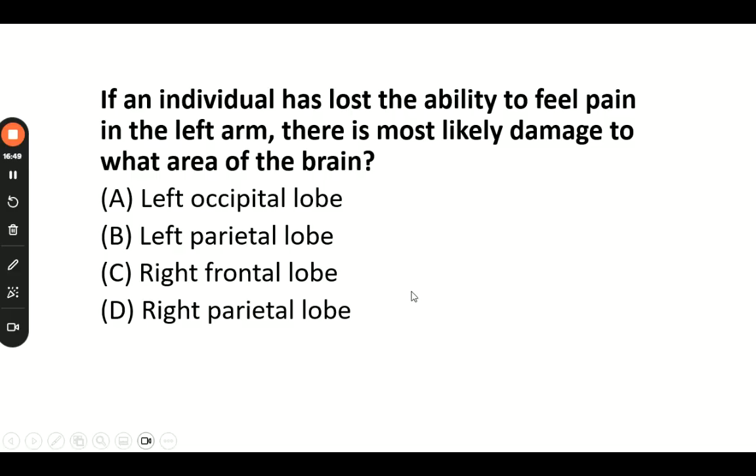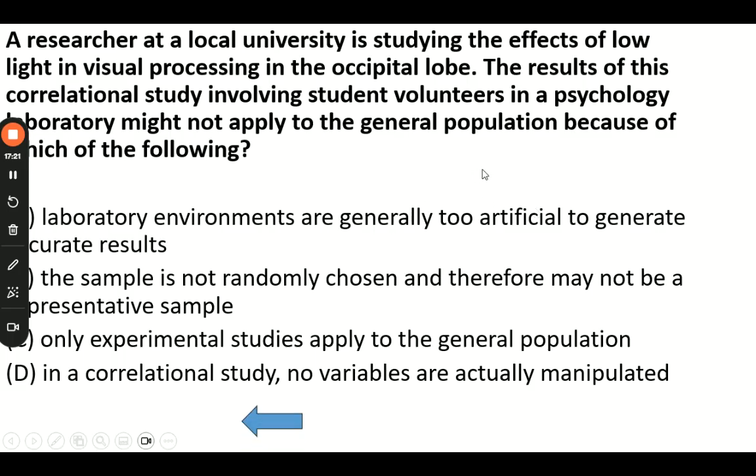All right. If an individual has lost the ability to feel pain in the left arm, there's most likely damage to what area of the brain? Okay, so we're talking about pain here. Left arm. The answer is right parietal lobe. It's the left arm, so it has to be on the right side. Parietal means that's where your sensory cortex is.